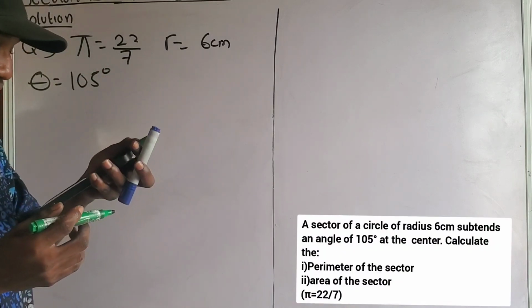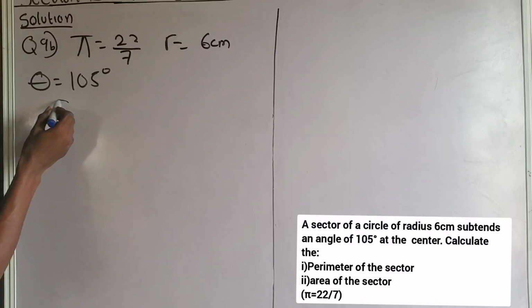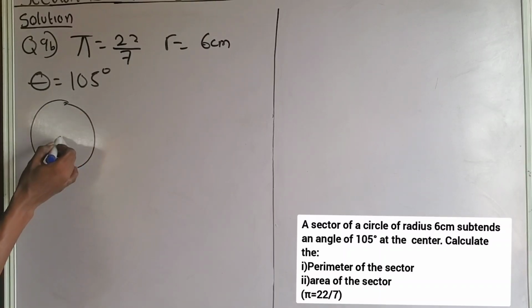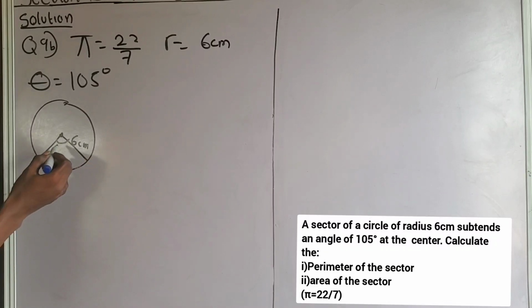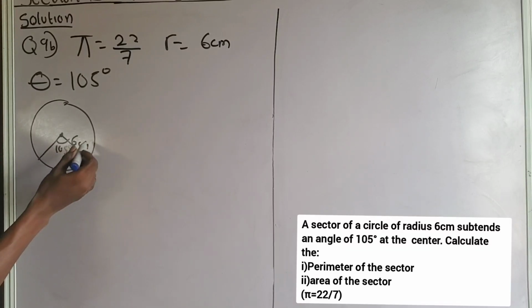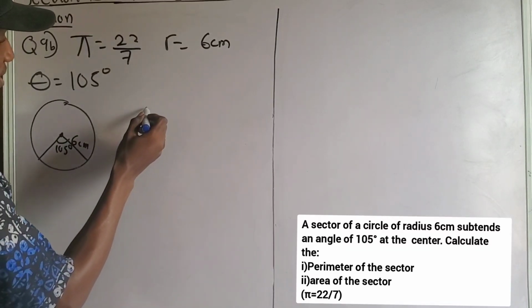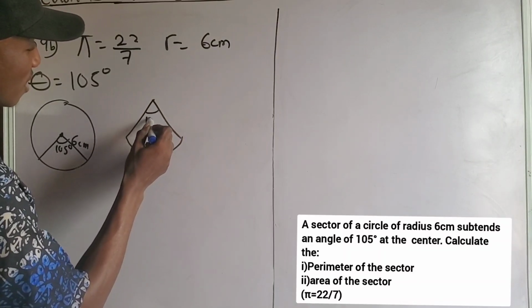Do you understand? If I want to draw the diagram now, I'm going to have a circle here. This is the center of the circle. The radius is 6 centimeters, and the angle that it subtends is 105 degrees. If I want to bring it out, I'm going to have something like this. 105.